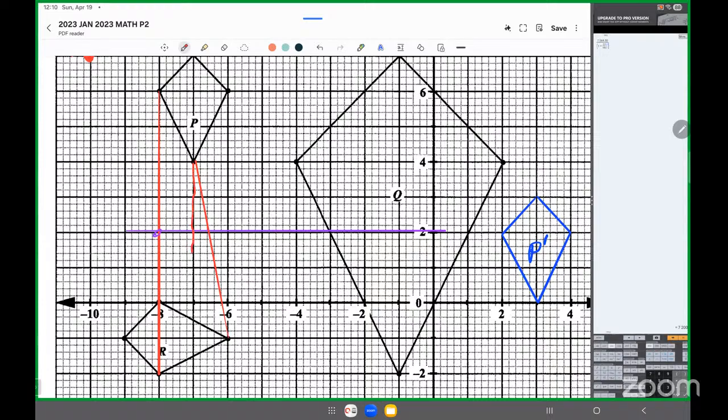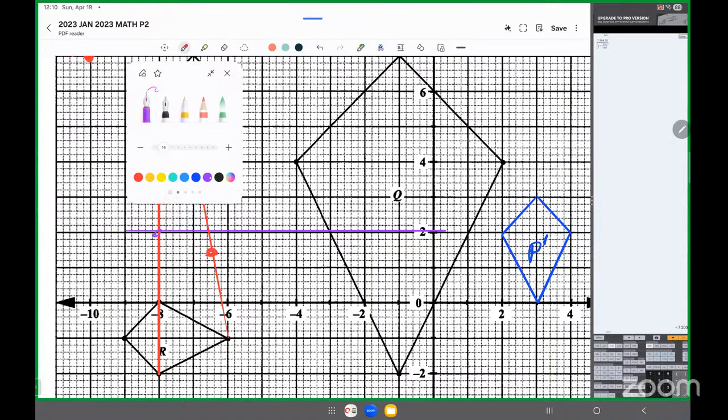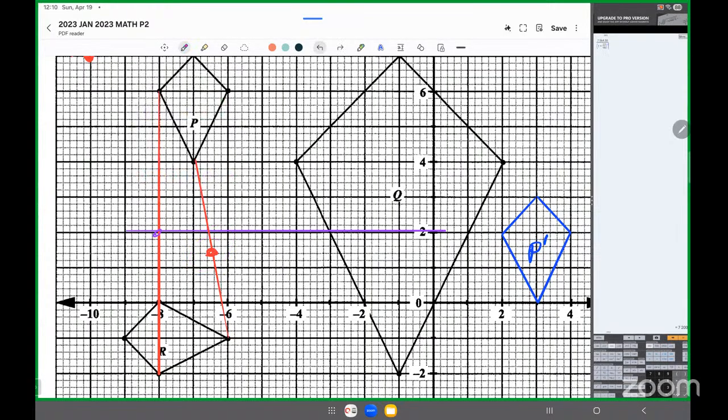2.5 down, half across. So the midpoint of this line is around here. What I need now is a perpendicular line to this. I need a perpendicular to this line now. So the perpendicular to this would maybe look like about that.